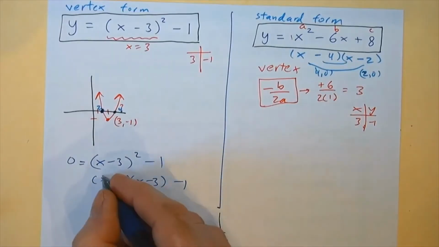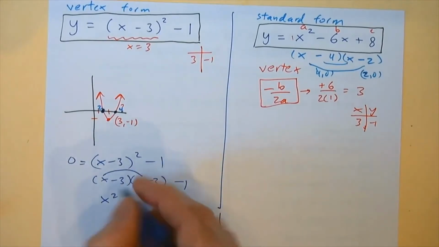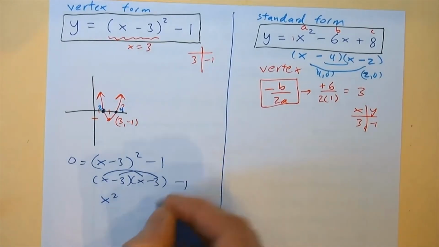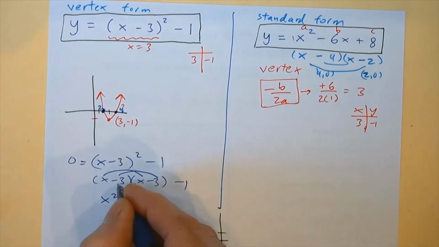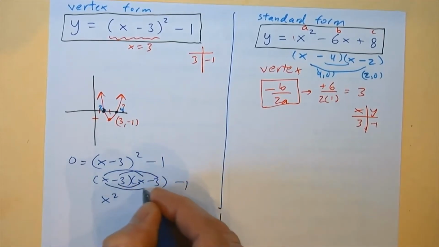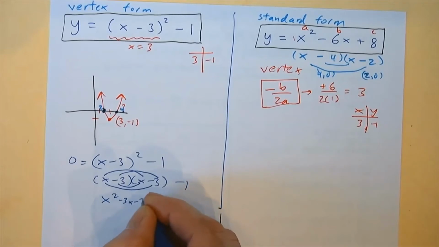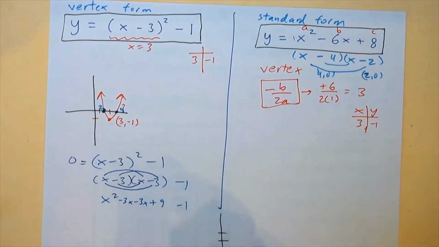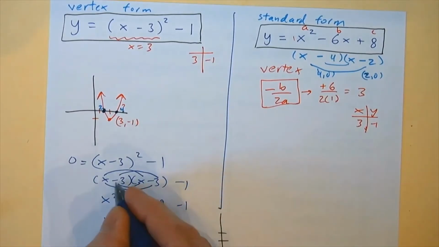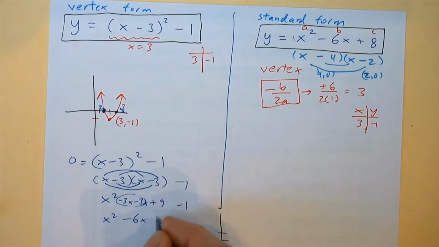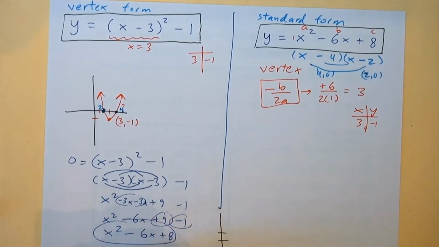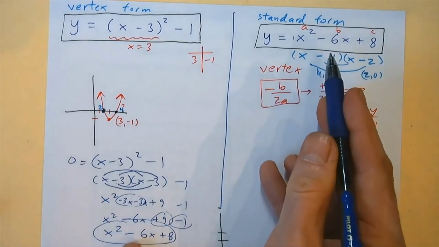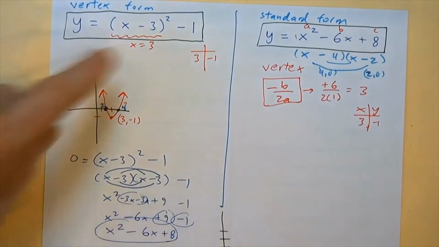Go ahead and FOIL it. X squared. Negative times negative, positive 9. The middle, minus 3, and another minus 3, and minus 3. And then over here is a minus 1. Let's put this together. Minus 3 and minus 3 is minus 6x plus 9 minus 1. And that's just plain numbers. X squared minus 6x, 9 take away 1 is 8. Oh, that's this, isn't it? Ta-da! Yeah, so they are related.